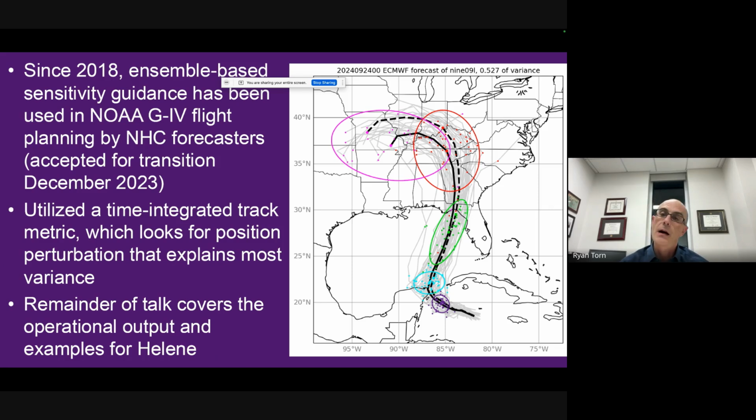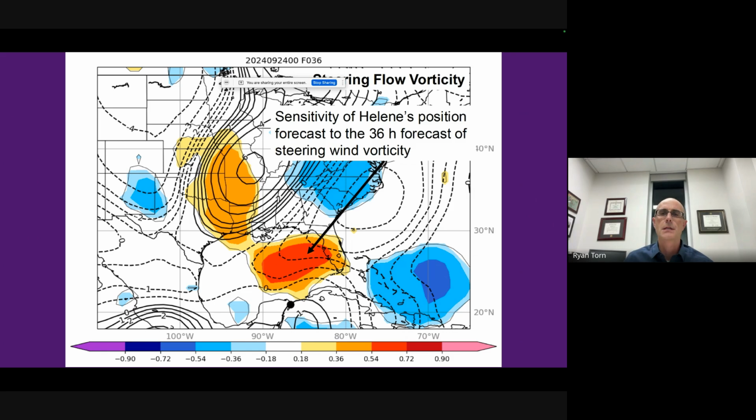calculated with an EOF decomposition of the track position forecasts. I won't get into the details here, but basically, in this case, the metric is Helene being a little bit to the right of the track and then getting substantially more to the right of the track as the storm makes landfall. So the rest of the talk is me showing examples of this from this particular forecast. And so this is an example of the output from the track metric.